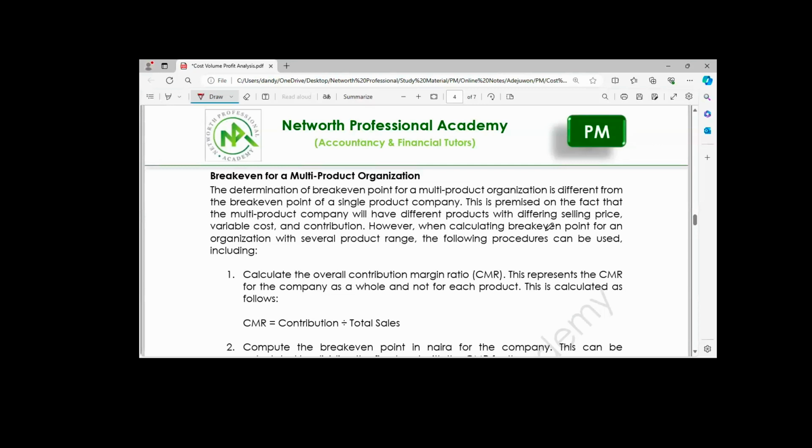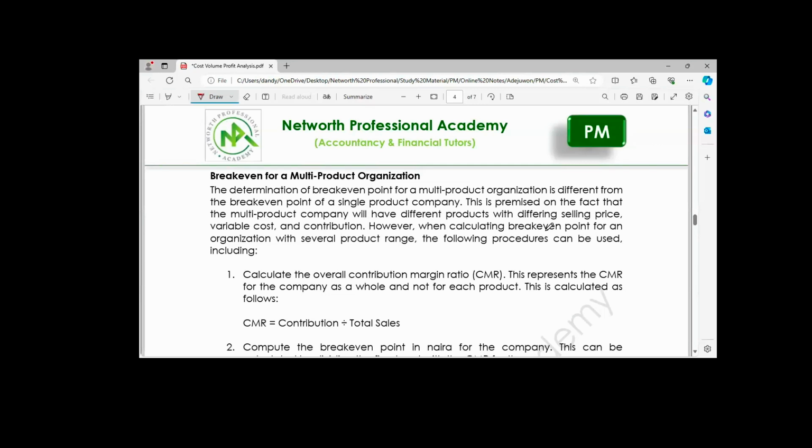Step 2 says determine break-even point in Naira for the entire organization. Again, the break-even point in Naira does not relate to any products. It's for the company as a whole. Therefore, how do you determine the break-even point in Naira for the entire organization?